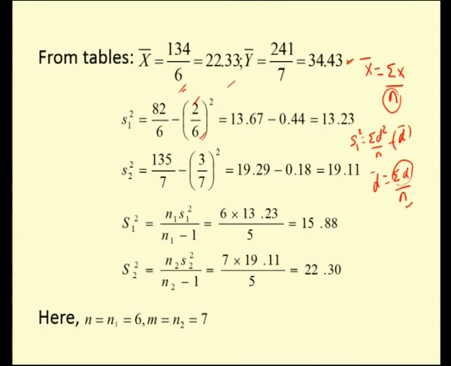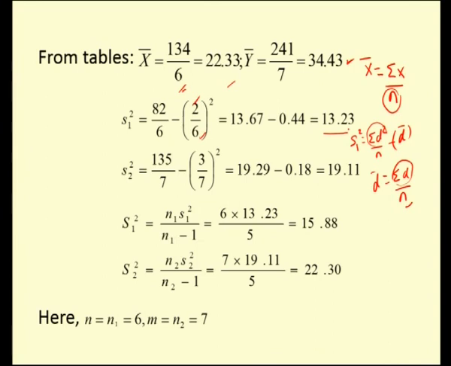Next, it is summation of d squared. The summation of d squared from the previous table is 82. Therefore, here you will have 82 by 6. Substituting and on simplification, you will have the value as 13.23.